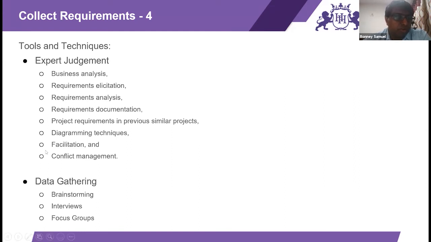You might also have to be involved in the data gathering. So brainstorming, interviews, focus groups. We have seen what's the difference between brainstorming and focus group in our last class. Anyone remembers it? Focus groups have a particular agenda in mind. Brainstorming is focused on generating as many ideas as possible.